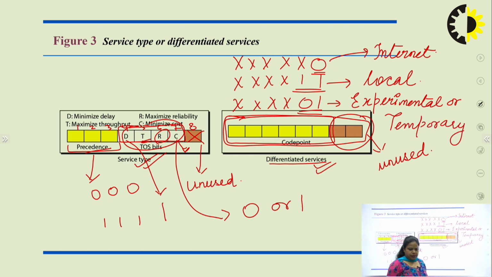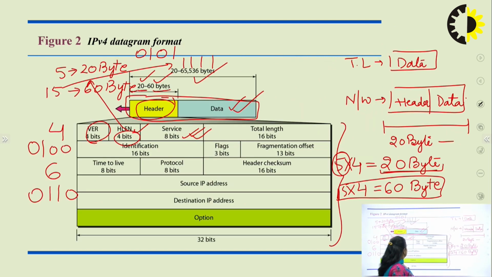Fine. So this is the way we are representing the different types of services. Now let's move to the header format. The next parameter we are going to talk about is the total length. Total length indicates header length plus data length. So in this case, if I am talking about the total length of the data, first of all we need to know how to calculate the total length of the data. So in that case, suppose it is given that the total length of the data is 80.